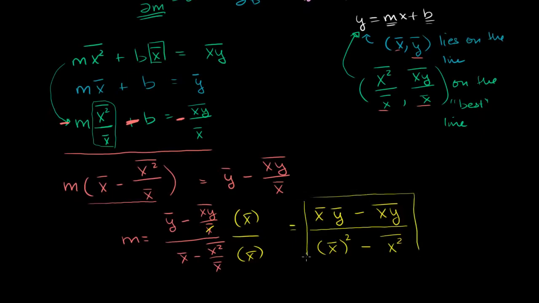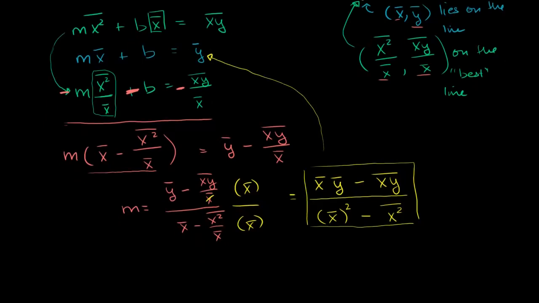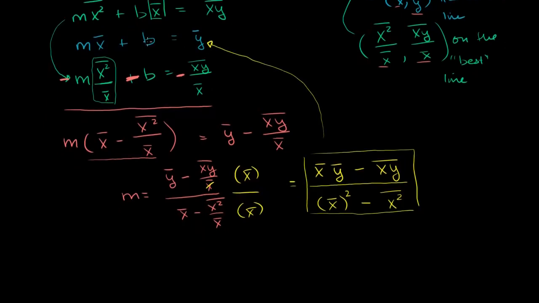And then if we want to solve for b, we literally can just substitute back into either equation, but this equation right here is simpler. And so if we wanted to solve for b there, we can solve for b in terms of m. We just subtract m times the mean of the x's from both sides. We get b is equal to the mean of the y's minus m times the mean of the x's.